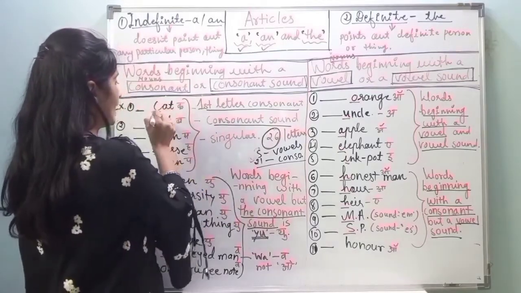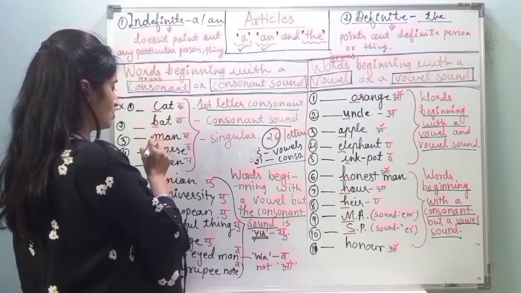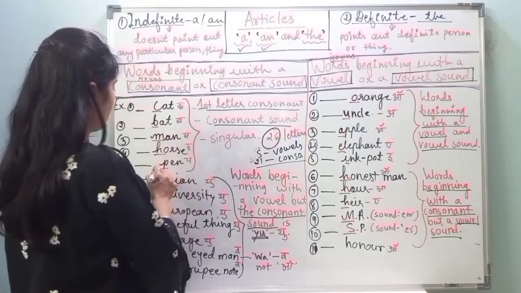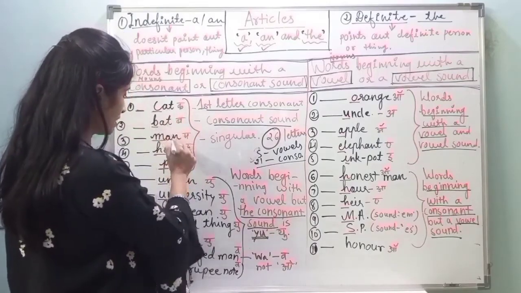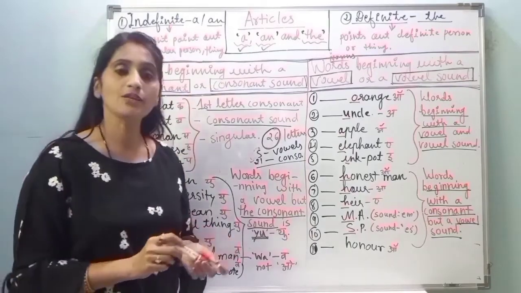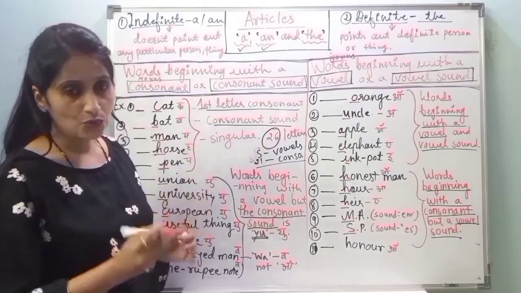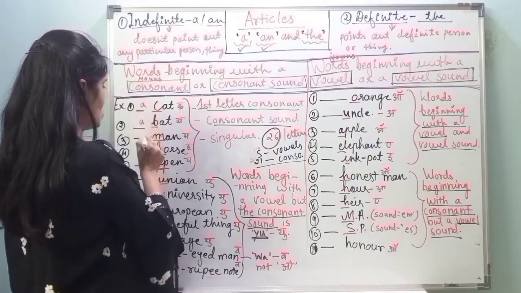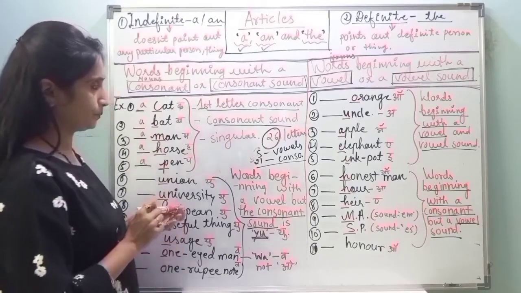begin. C-A-T, cat. C is a consonant, B is a consonant, M is a consonant, and H is a consonant. P is also a consonant. Now, cat, bat, man, horse, pen. All these words are singular in number. And so, as a rule, we have to make use of the article a here. A cat, a bat, a man, a horse, and a pen.